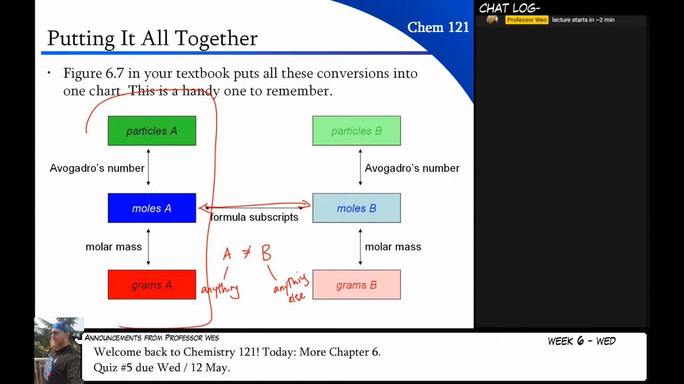You're going to see various problems that we do. Most of them are going to use this chart where we go across the bridge, but all of the problems that we've done to this point have been just, I have this many grams of carbon. How many moles is that?